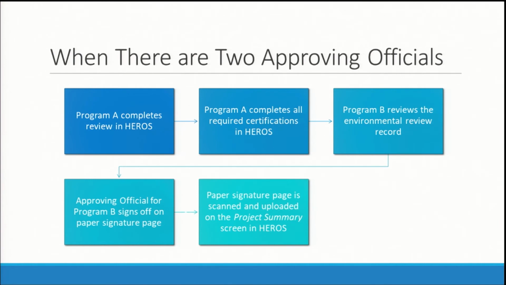This chart shows the process to follow when two programs and approving officials are involved in one review. After the primary program completes the environmental review and all certifications, they should assign it to the secondary program for review. The HUD preparer from the primary program should prepare a signature page for the approving official from the secondary program. Once the approving official for the secondary program has signed off, the preparer should upload this additional signature page on screen 1125, Project Summary.